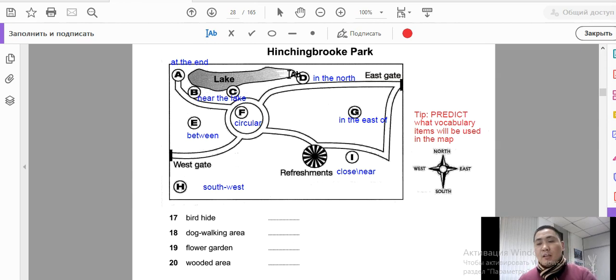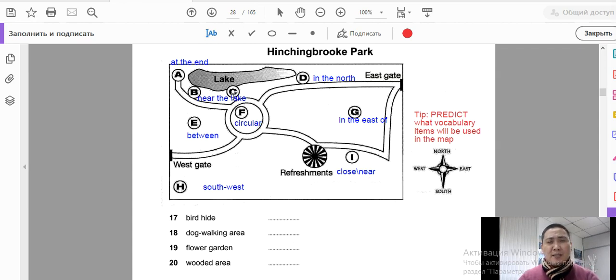Okay. Let's listen further. Northwest of the park. So northwest, this part is called northwest. Park with a bird hide, to the west of it. So listen carefully. West. This side is west. The answer D is in the north, so we need to rule it out.